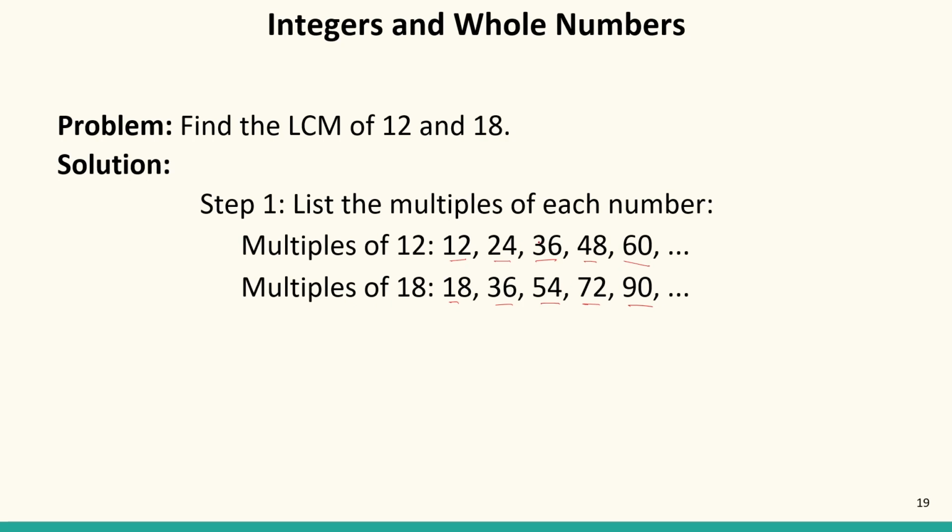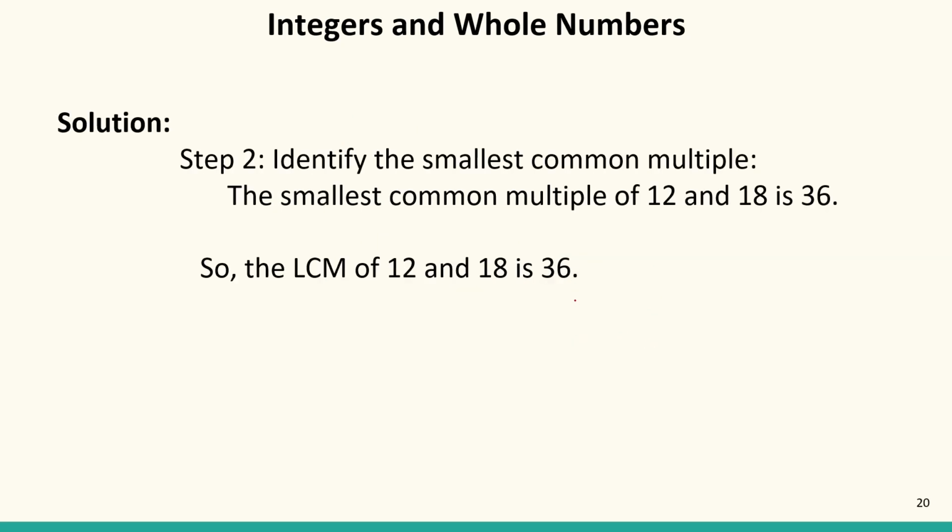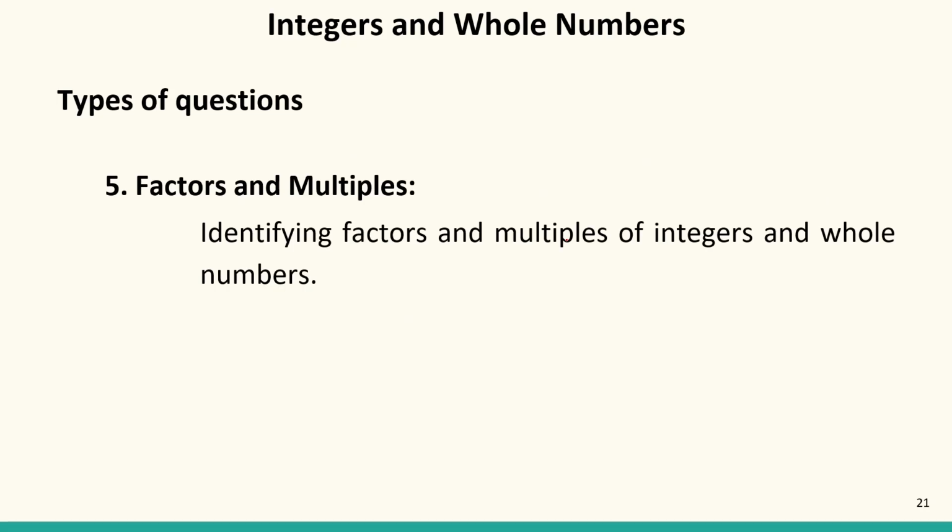So what is the lowest common multiple between these two? This is the lowest common multiple between these two. So we listed the multiples, and this is the lowest common multiple. That is why the LCM of 12 and 18 will be equal to 36. The smallest common multiple is 36. So we found the answer.